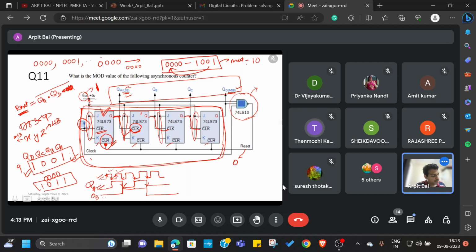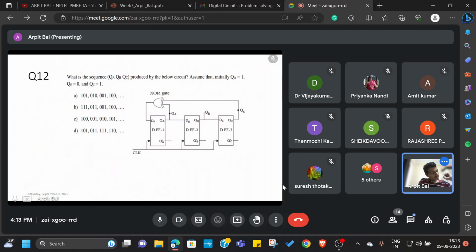So we figured out that the minimum value is 9. So our count will go from 0 to 9, and it will again start from 0. So that's a mod 10 counter. Is that point clear? Is there any other doubt in this question? If not, then let's proceed to the next question.